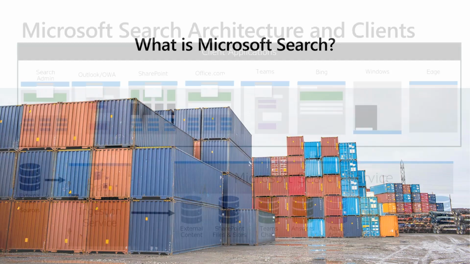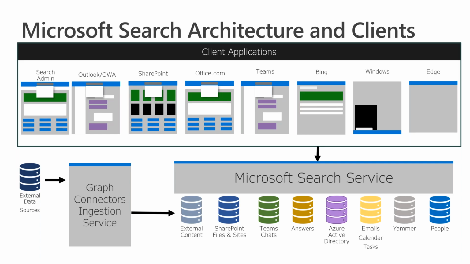If you look at the search architecture and clients, Microsoft Search is basically the search experience you see in Outlook or Outlook for Web, in SharePoint, in Office.com, in Teams, in Bing, that means Bing at work, the Windows search box as well, and also in Edge. All of these search experiences or clients which show you content coming from M365 are powered by Microsoft Search. So Microsoft Search is both the API layer used by all these clients, but also the clients themselves where it surfaces.